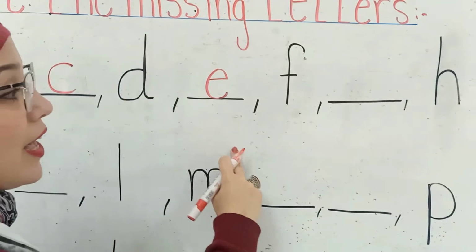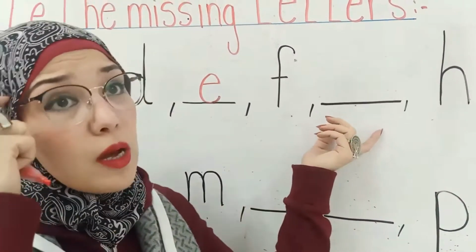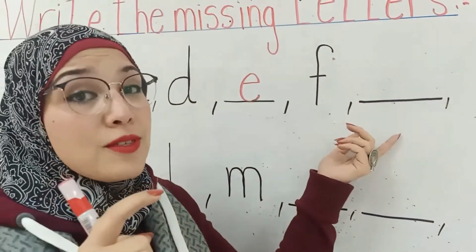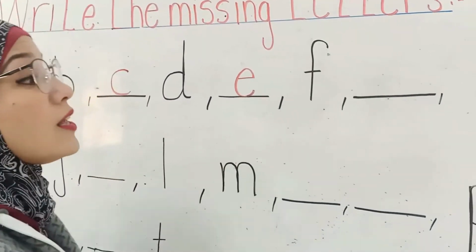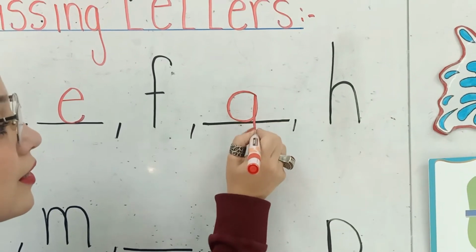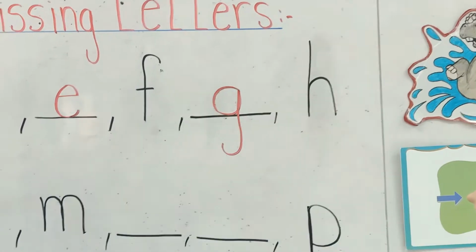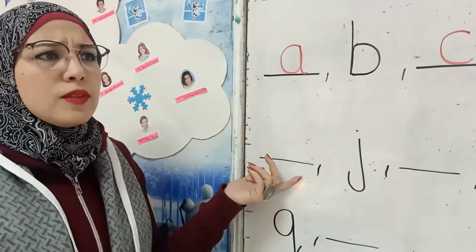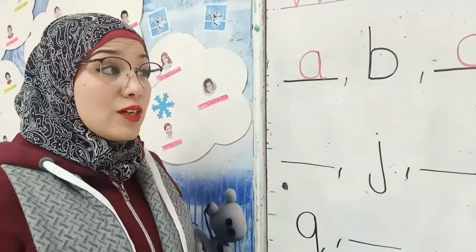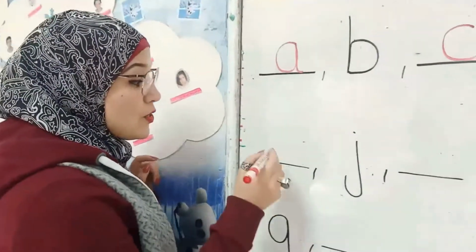And after E comes F. And now, what is the letter that comes after F? After F comes G. Super, KG1, G. And after G comes H. What is the letter that follows letter H? Can you tell me what is the letter? After H comes I. I. Super KG1.